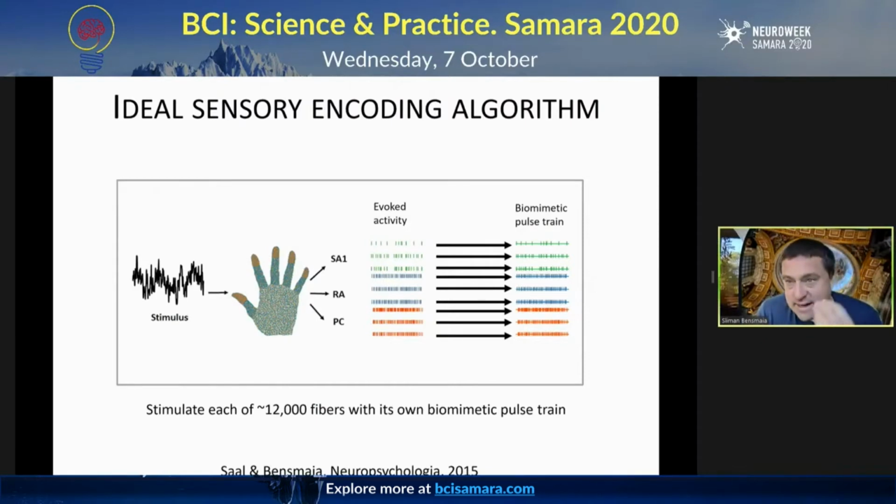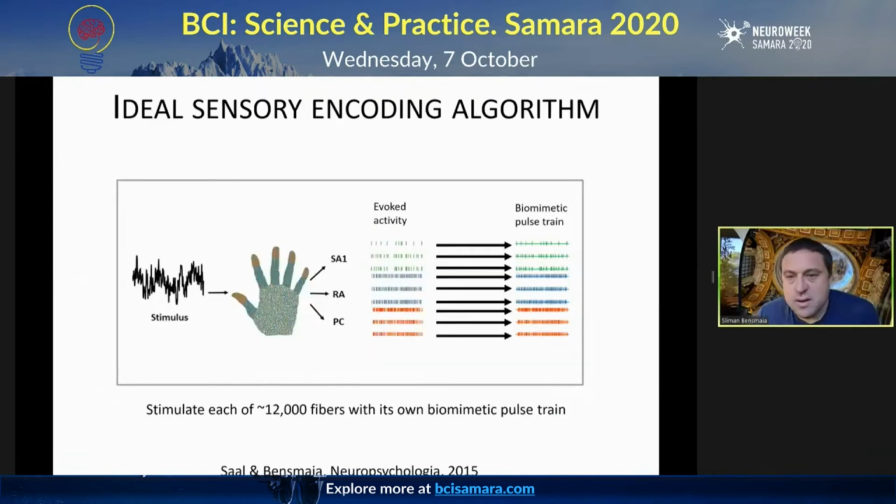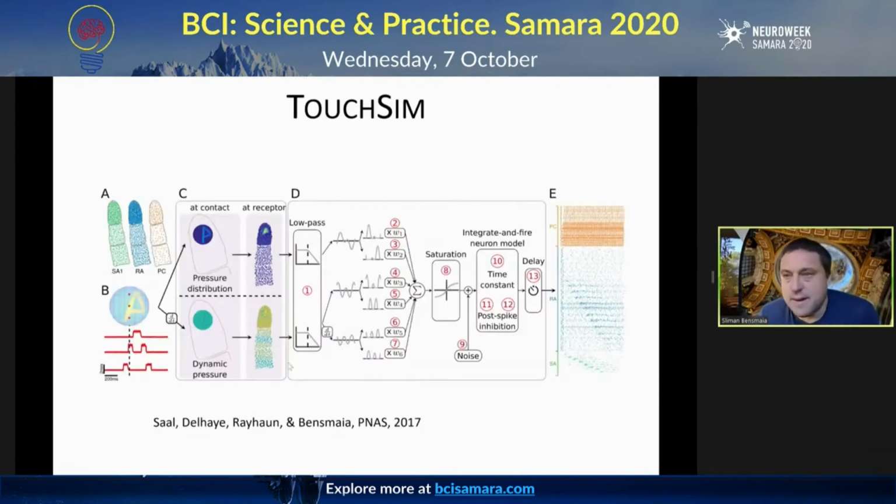So while the technological component of that is nowhere near there, the scientific bit, understanding the relationship between patterns of skin deformation and patterns of activation, is. This is a model that we published in 2017, but it is the culmination of something like 20 plus years of work.